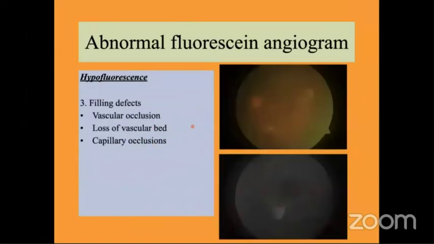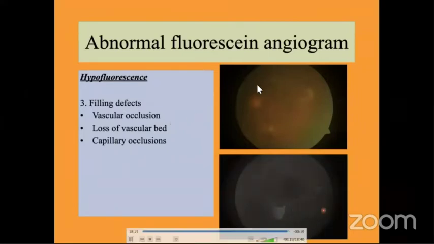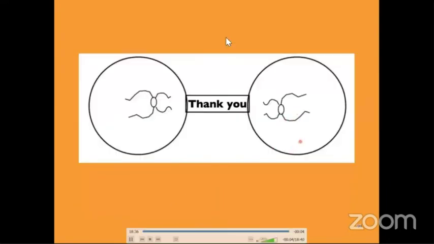Then hypofluorescence can also be caused by filling defects like a vascular occlusion or a loss of capillary bed, or capillary occlusions. You can see this in case of vein occlusion, inferotemporal vein occlusion, where there are capillary non-perfusion areas. One more take-home message is you should always compare the fundus fluorescein angiogram with a clear color photo, and OCT with a color photo. Never interpret alone. Thank you for your patience listening.